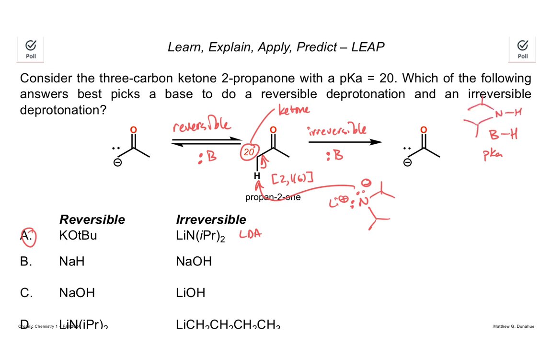Which is the exact molecule of that BH that I've listed there. And so when you look at the pKa of diisopropylamine, that's about 38. And so 38 minus 20 is 18. That's greater than 5. So that means that that's going to do an irreversible deprotonation.